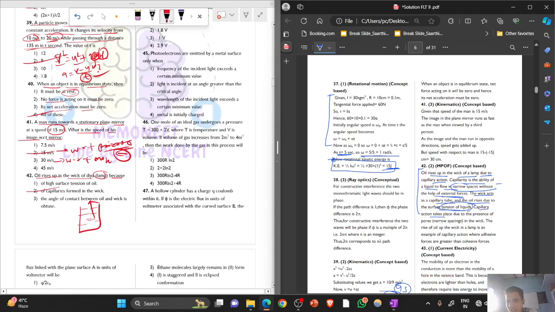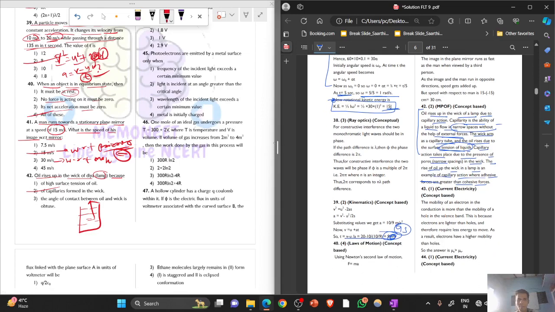Okay, the capillary action takes place due to the presence of pores in the wick. This is an example of capillary action where the adhesive force is greater than the cohesive force. It's simple, a capillary rise phenomenon.